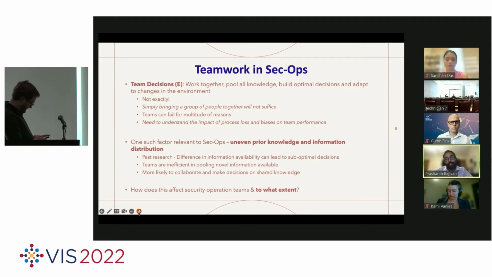So the idea was, can we understand what issues a team of security operators would face when it comes to incident response and threat detection? One factor that came out of discussions was how uneven prior knowledge and information distribution impact the process. Many of these people are coming from different educational and experience backgrounds, and they're probably doing different kinds of roles or looking at different parts of the network. This information distribution can have an impact on how they team together while doing threat detection or incident correlation, which I'll talk about in a second. There was prior evidence that inefficient pooling of information can have an impact on team decisions and team performance. So this is the overall idea. I'm going quick so that we have time for others as well, right?